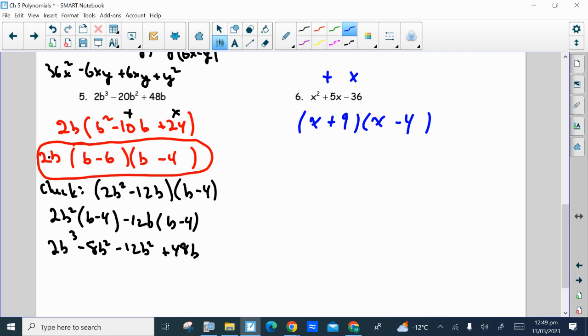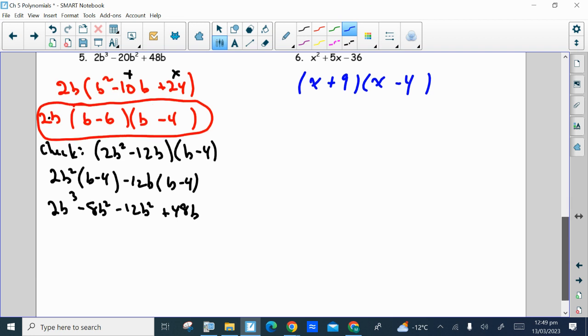Okay. X minus 4 is not difference of squares because you cannot take the root of x. That would have to be an x squared, not an x. That one is done.